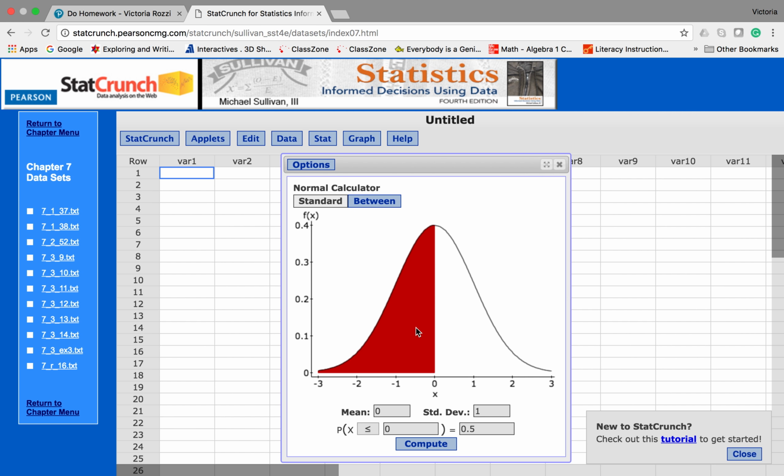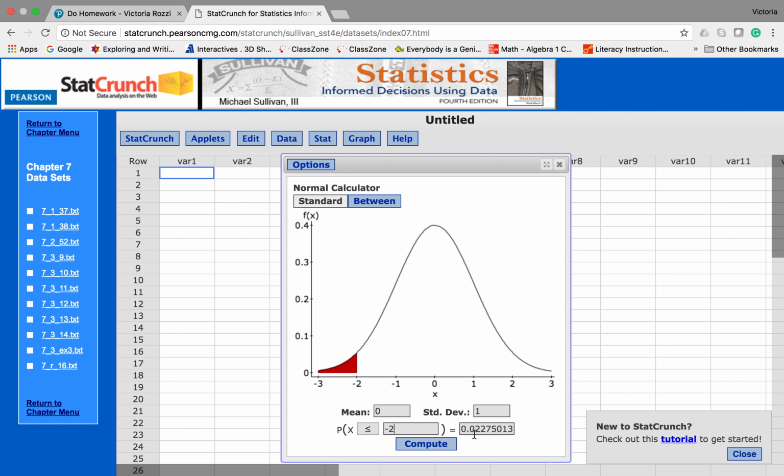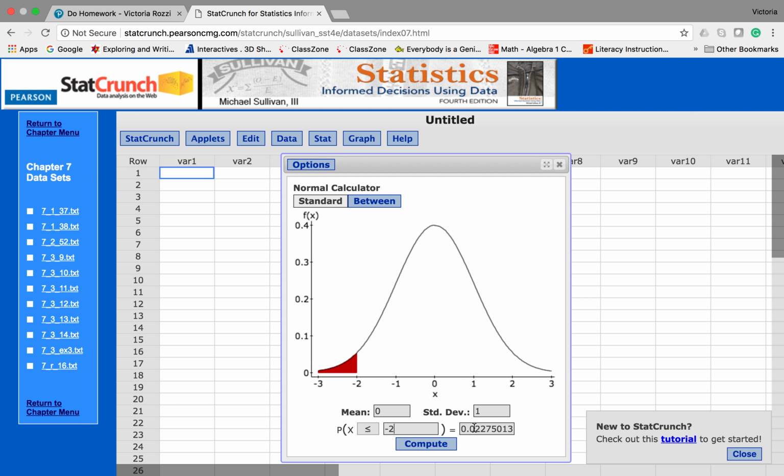To find that area to the left of -2, I'm going to use this less than, which means left. I'm going to put -2 right here and press enter. As you can see, I'm getting the value 0.02275013, and we'll just multiply that by 2. They wanted us to round to 4 decimal places, and that's how I got 0.0455. So take that value and multiply it by 2.